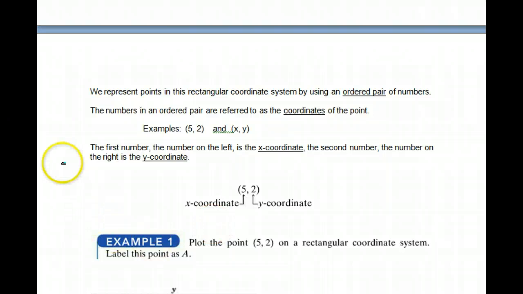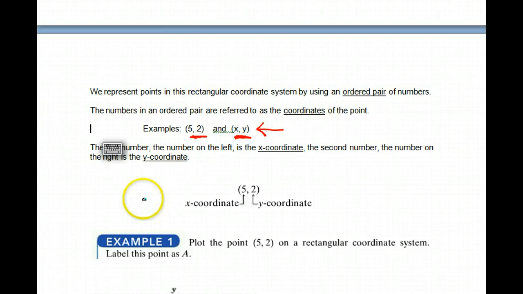We represent points in this rectangular coordinate system by using what is called an ordered pair of numbers. The numbers in an ordered pair are referred to as the coordinates of the point. So an ordered pair is always written in a set of parentheses, just as shown here in our examples. For example, we have ordered pair (5, 2), and ordered pair (X, Y).